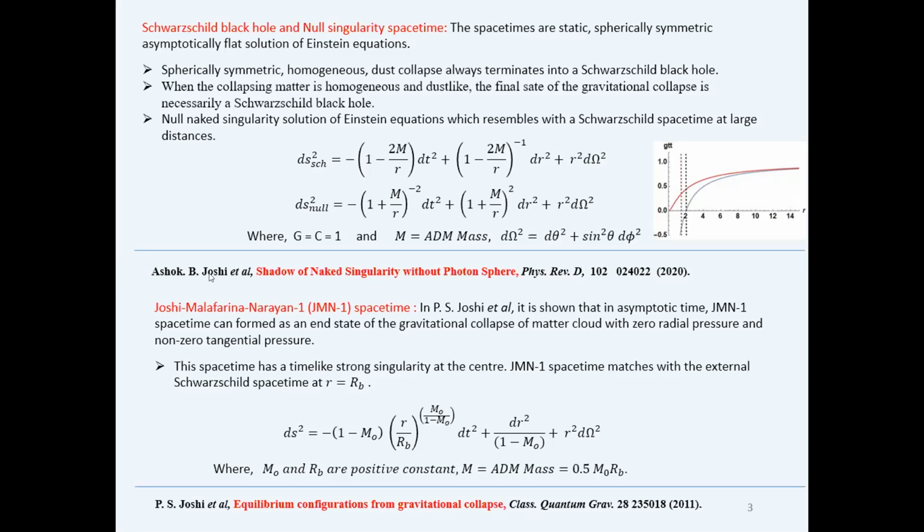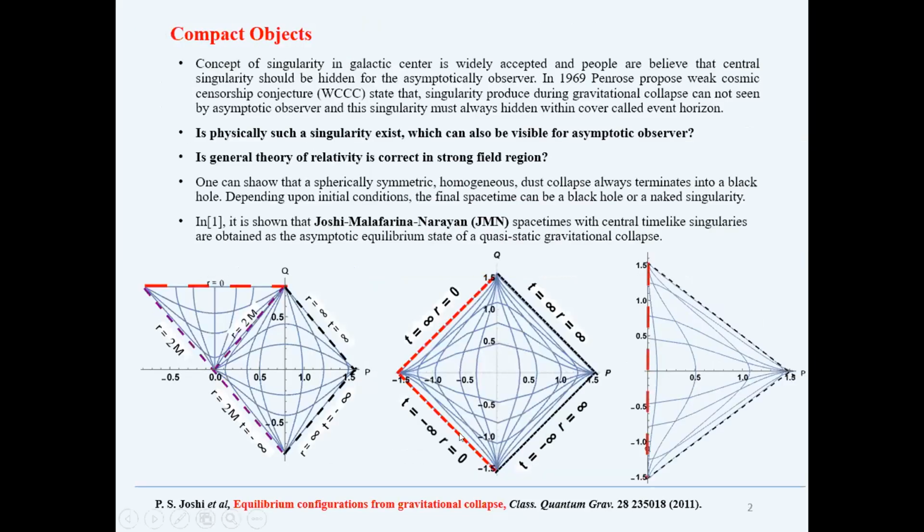Here we can see the past null infinity. So we can say that the light rays which emanate from the singularity are infinitely redshifted. Therefore, an asymptotic observer will not be able to see the exact singular point. So I think this is a very interesting feature of the null singularity spacetime.